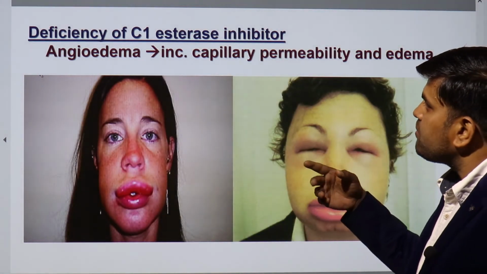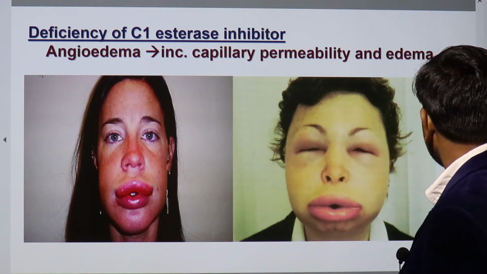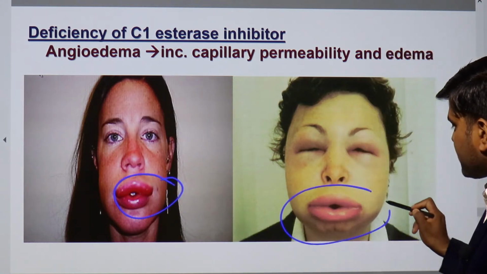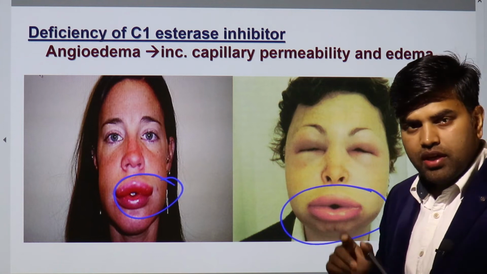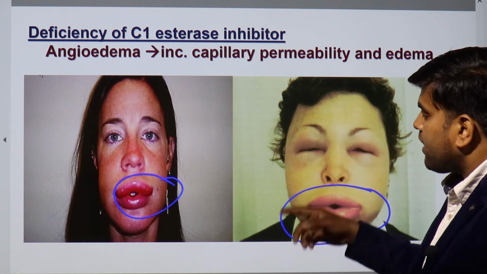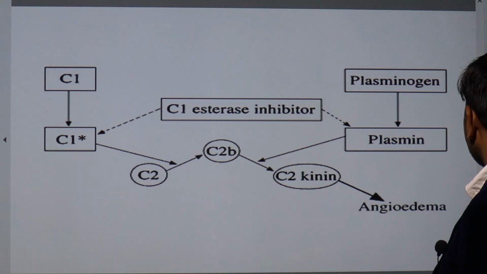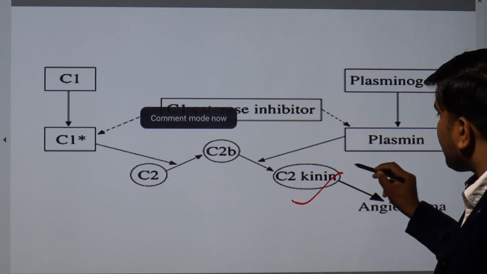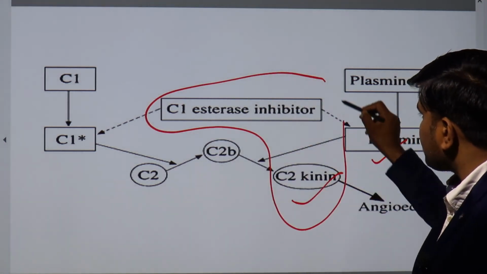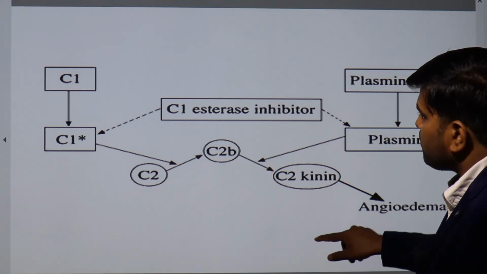If there is a C1 esterase inhibitor deficiency, we will develop angioedema. This comes repeatedly. You can see the angioedema picture. This is the angioedema that develops due to the absence of C1 esterase inhibitor, because it has a role in the plasminogen and bradykinin mechanism as well. So the metabolism of bradykinin will be affected, and because of that, the C1 esterase inhibitor deficiency leads to angioedema, because it increases capillary permeability.